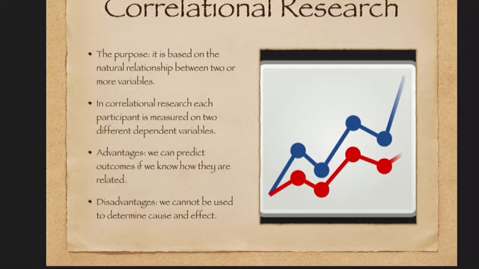As I said, the purpose of correlational research is based on the natural relationship between two or more variables. In correlational research, each participant is measured on two different dependent variables. We have advantages, for example, we can predict outcomes if we know how they are related, or disadvantages. It cannot be used to determine cause and effect.